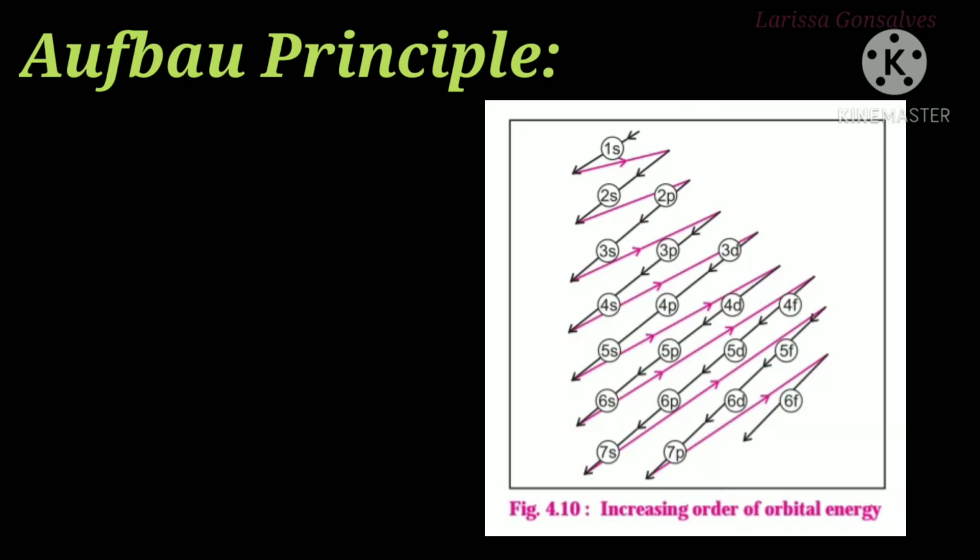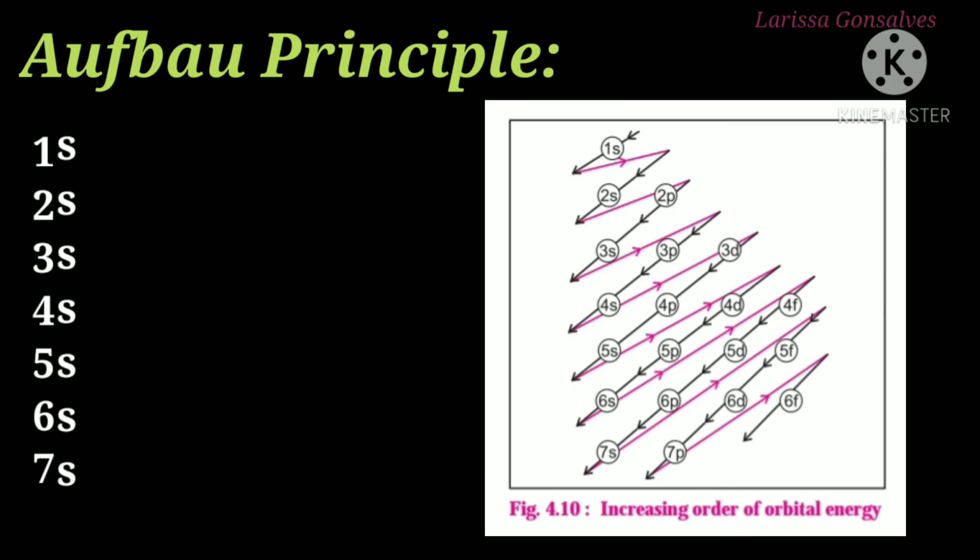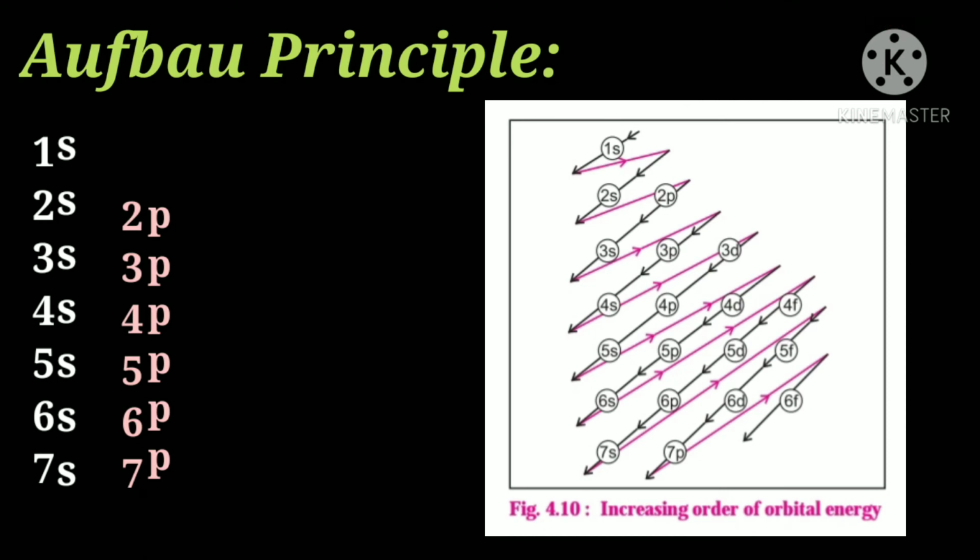Here is a picture of the increasing order of orbital energy. How are you going to remember this diagram? First, you write 1 to 7, then put s, that is 1s, 2s, 3s, 4s, 5s, 6s and 7s. Then starting from 2, again write from 2 to 7, and this is going to be the p subshell. So 2p, 3p, 4p, 5p, 6p, 7p. Now start from 3 to 6. This is going to be the d subshell. So 3d, 4d, 5d and 6d.